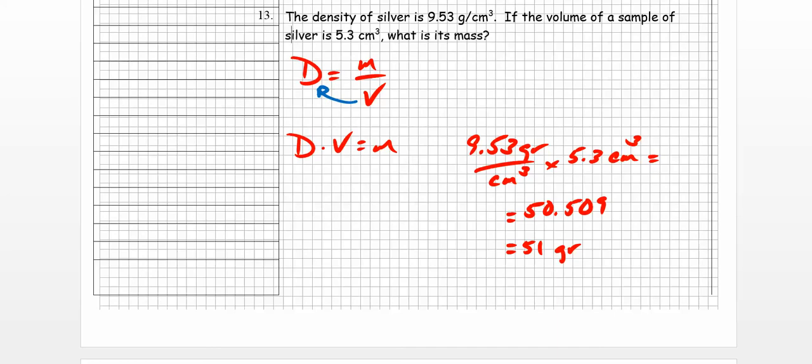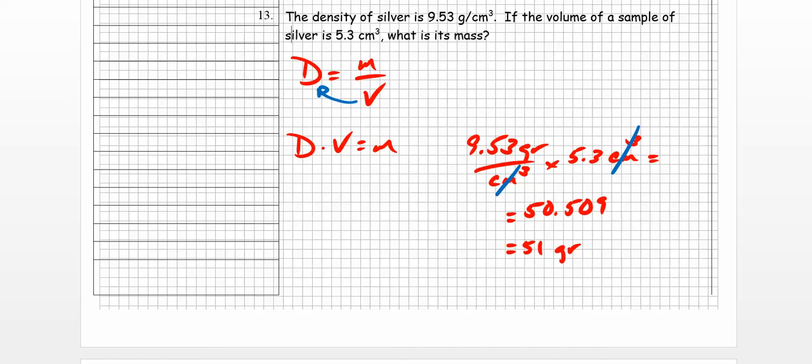So what was my density? From the problem, the density was 9.53 grams per cubic centimeter. What's my volume? 5.3 cubic centimeters. When I multiply those two numbers together, remember, cubic centimeters on bottom, cubic centimeters on top are going to cancel, and I'm going to be left with grams. Now, the calculator gives me 50.509, but I can't report all those numbers because they're not all significant.